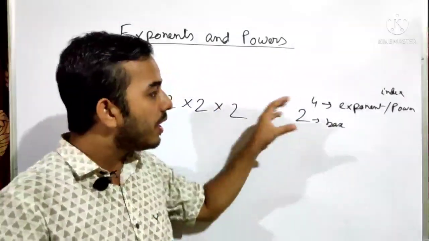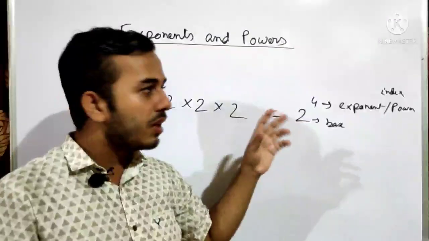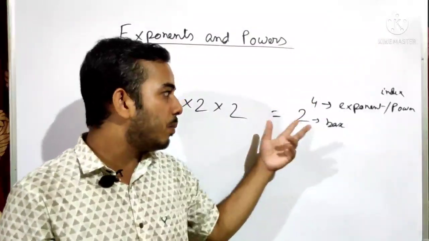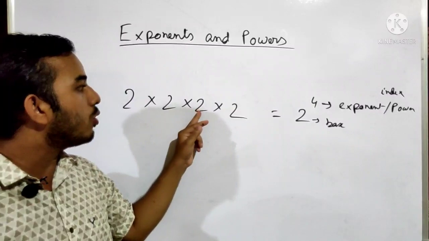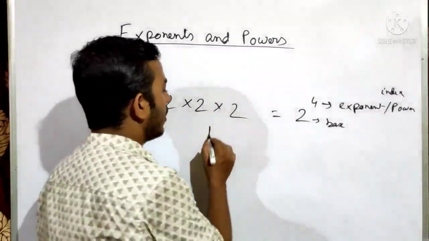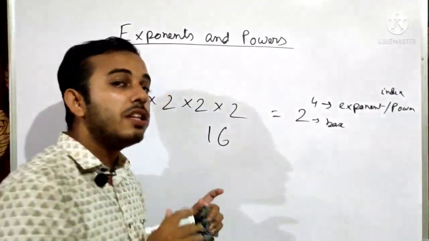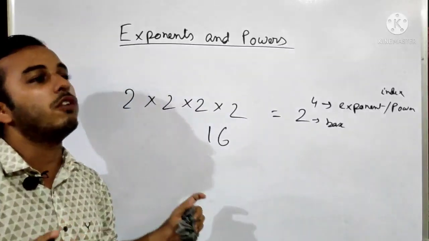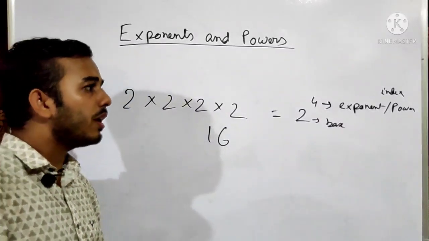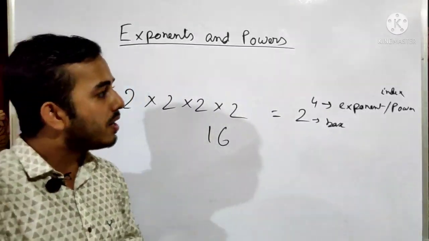Exponential form. For example, 2 into 2 is 4, 4 into 2 is 8, 8 into 2 is 16. So 16 can be written in this form, and this form is known as exponential form. Clear? Okay, now if I ask what is the exponent?